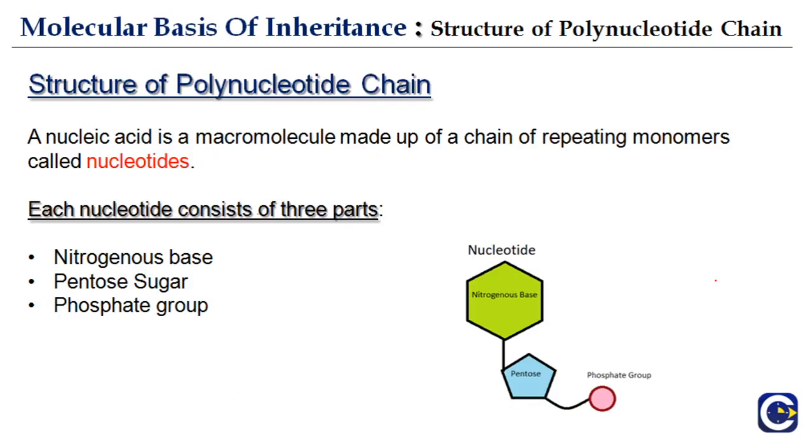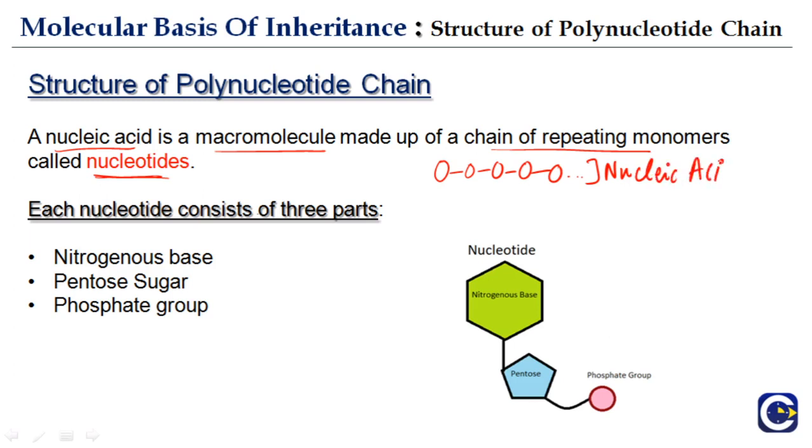Structure of a polynucleotide chain. A nucleic acid is a macromolecule made up of a chain of repeating monomers called nucleotides. Let's say this is one nucleotide, and then there is repetition of these multiple nucleotides, and ultimately it results in the formation of a nucleic acid. So a nucleic acid is a macromolecule because it is made up of multiple monomers that are nucleotides.